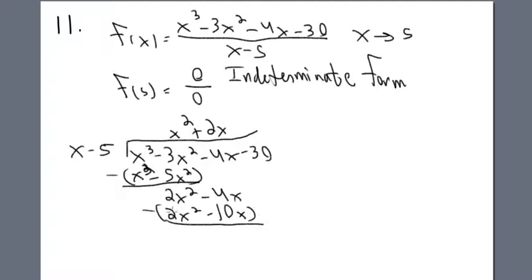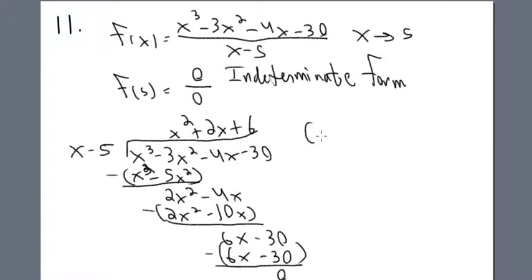Subtract. Those cancel. Negative 4 minus negative 10 turns into positive 6x minus 30. So to turn x into 6x, I multiply by 6. 6 times x is 6x, and nicely done. 6 times negative 5 is negative 30. When we subtract, those cancel, no remainder. This is what we have left.